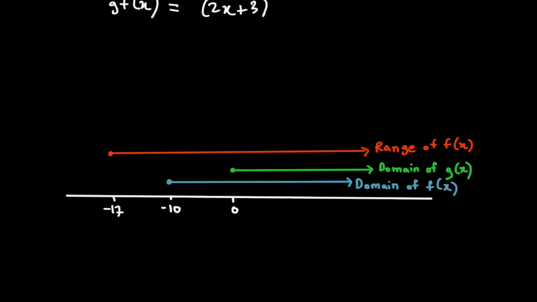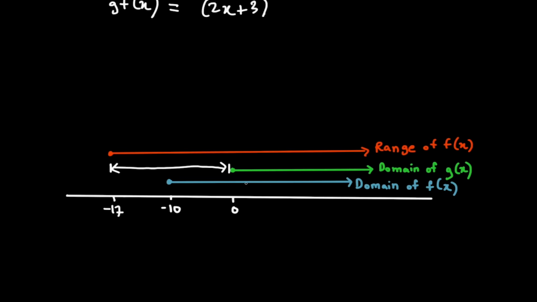Now you can see that a part of the f of x range values does not lie in the domain of the g of x. This is the values between minus 17 to 0. These values for f of x, for the range of f of x, do not lie in the domain of g of x. These values do not exist in g of x's domain. So putting these values in the g of f of x would be violating the domain of the g of x. Hence, to make sure that we do not violate the domain of g of x, we have to select g of x's domain for g of f of x's domain.